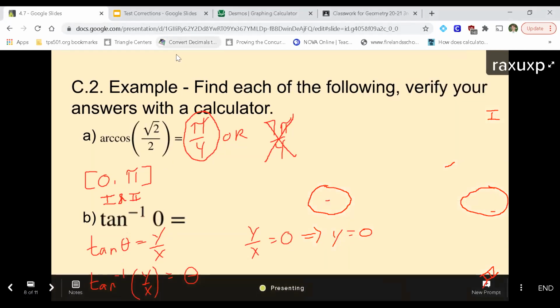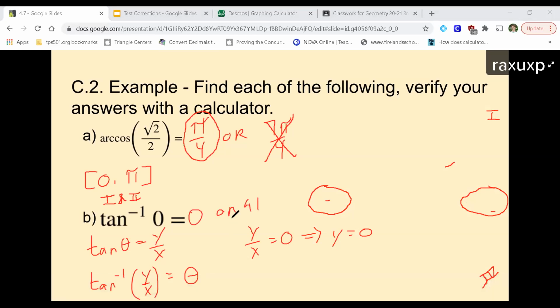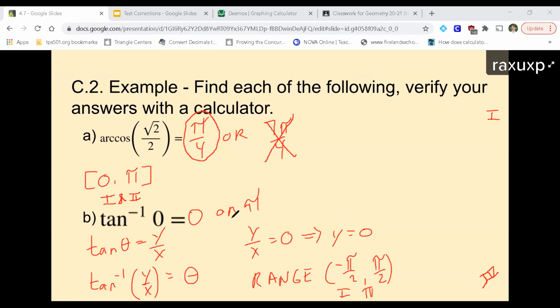So again, my potential answers are 0 or pi, but the only one that is in the range of negative pi over 2 to pi over 2, which again is your angles in quadrant 1 and 4, is 0. Pi is not between negative pi over 2 and pi over 2. So the tangent inverse of 0 is 0.